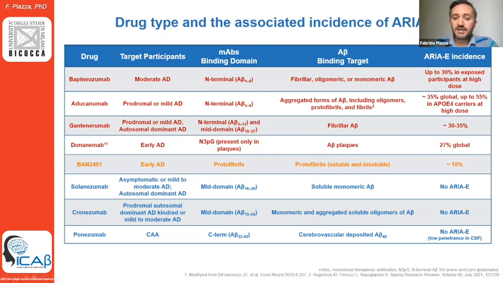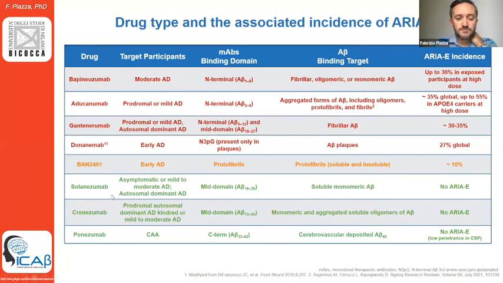Protofibrils are the last stage before deposition in plaques. So it means that there are both soluble and insoluble forms of large aggregates that can then deposit in the plaque along the disease course. So if you attack these protofibrils, the incidence of ARIA-E is reduced to about 10%.